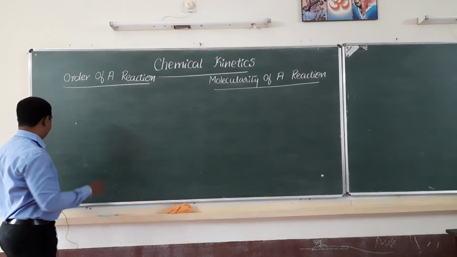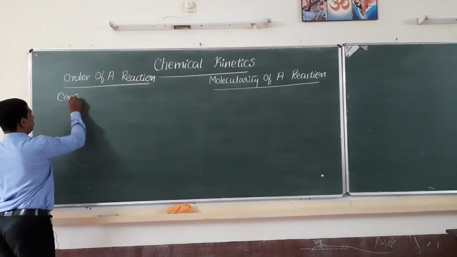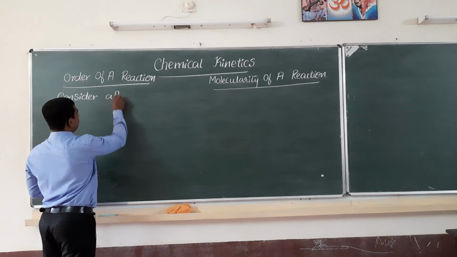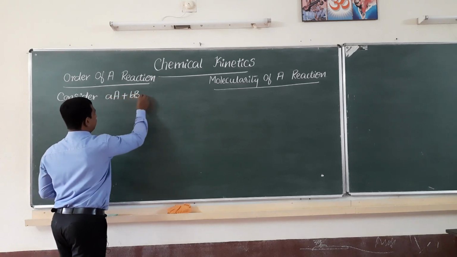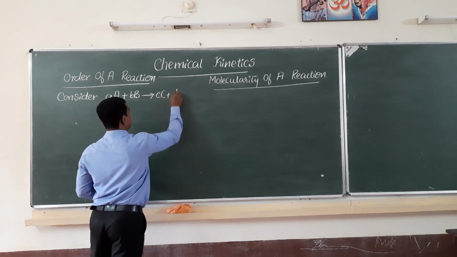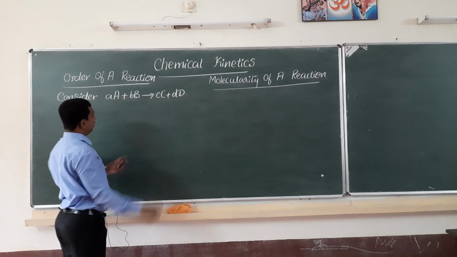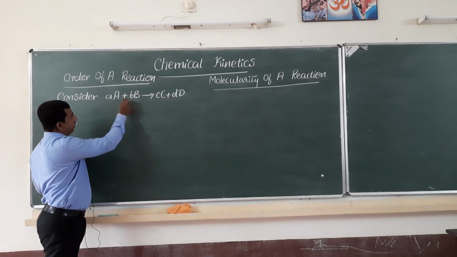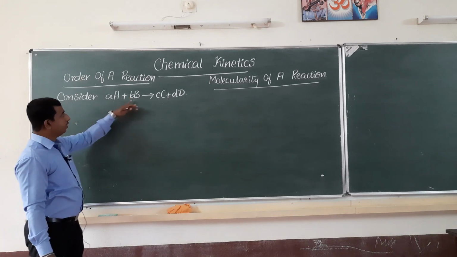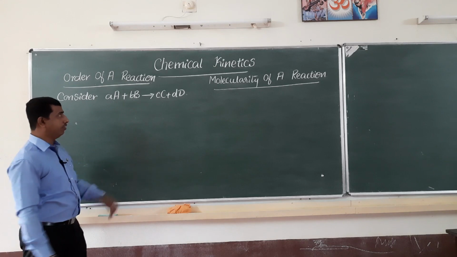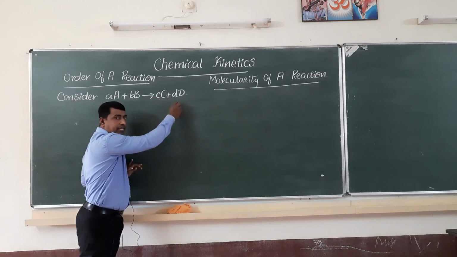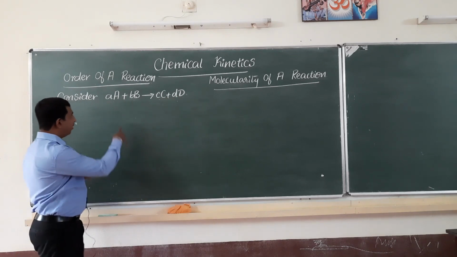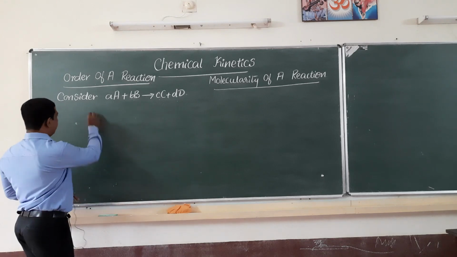To explain this term, I will consider a general reaction, that is A and B, they will react to produce the products C and D. Here, small letter a and small letter b represent stoichiometric coefficients of the reactants A and B, whereas small letter c and small letter d represent stoichiometric coefficients of the products C and D.